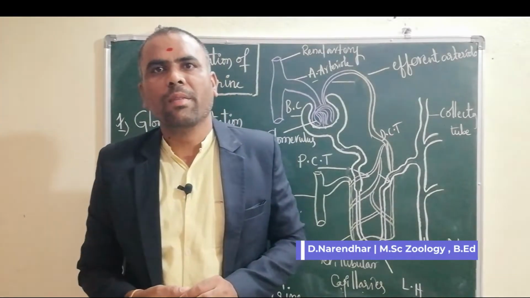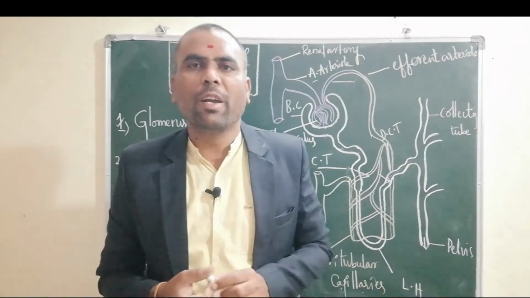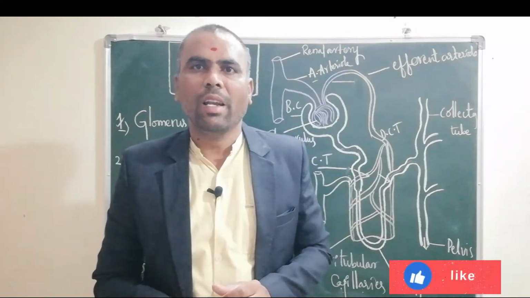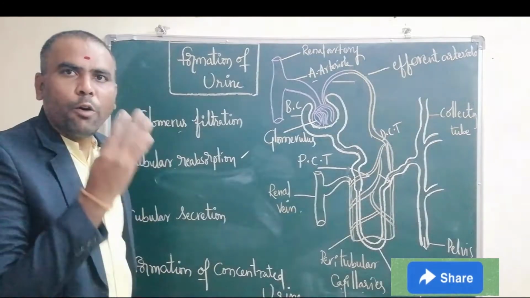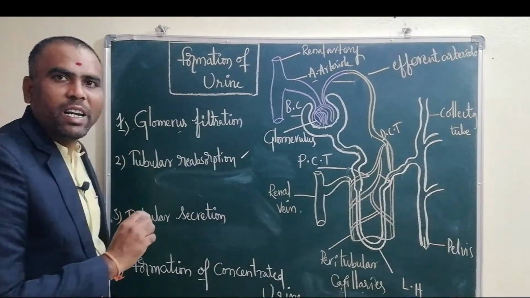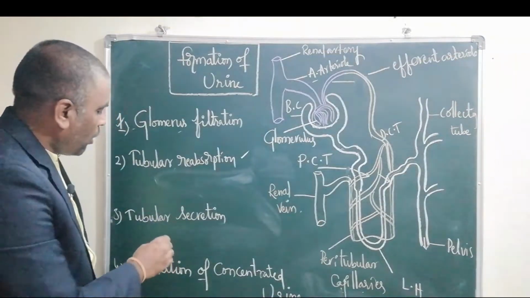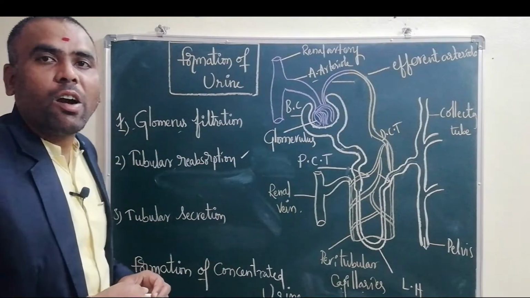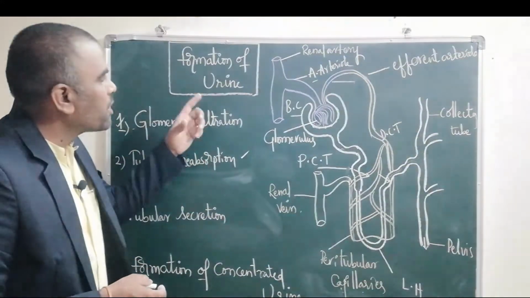Now let us discuss the important topic, formation of urine. How is urine formed? How many stages are involved in the process of formation? Let us discuss. In the formation of urine, four main stages are involved. One is glomerular filtration. Second, tubular reabsorption. Third, tubular secretion. And fourth, formation of concentrated urine. So these four stages we can see in the formation of urine.